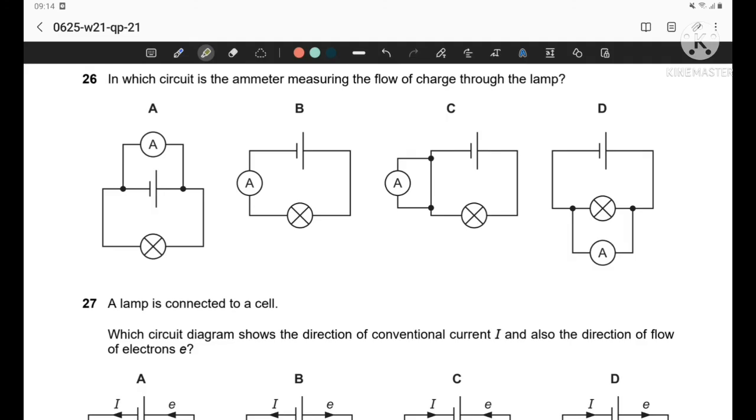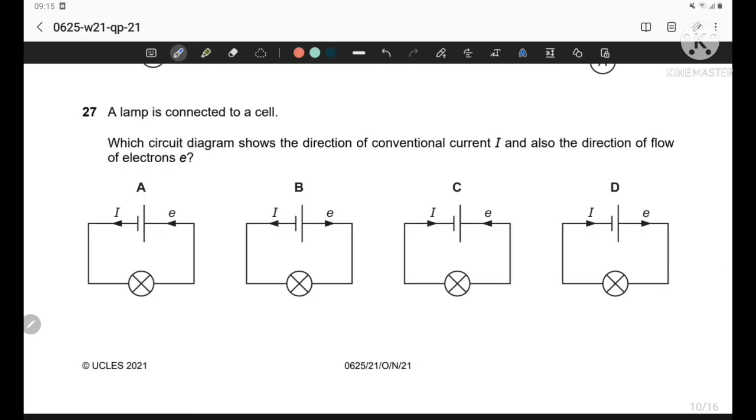Question 26. In which circuit is the ammeter measuring the flow of charge through the lamp? An ammeter should be connected in series with the circuit. So the correct answer is option B, where the ammeter is kept in series with the lamp. So the ammeter will read the current flowing through the circuit. The same current will be passing through the lamp also. So the correct answer is option B. Always an ammeter should be connected in series and a voltmeter should be connected in parallel or across that component.